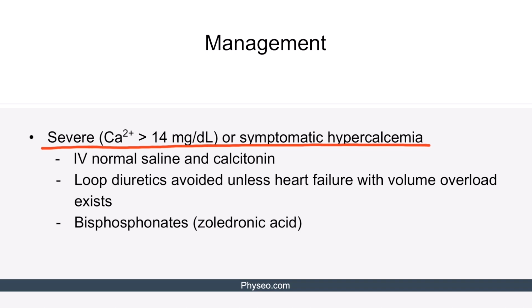Although loop diuretics increase renal calcium excretion, they should be avoided in patients with severe hypercalcemia unless heart failure with volume overload exists. This is because the patients with severe hypercalcemia are typically severely volume depleted. Administration of loop diuretics will further deteriorate their volume status. The long-term management of severe hypercalcemia is initiation of bisphosphonates, preferably zoledronic acid. Bisphosphonates also inhibit osteoclasts and calcium release from the bone.